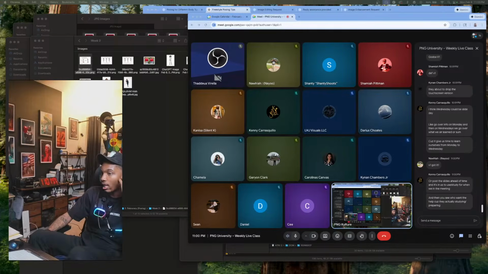Or you can post the slides ahead of time and you just use it to study from when we're in the meeting. Okay, bet. And then you see who wants to help, so they're actually studying and preparing. Yeah, it's also tough too. Sometimes I like going through the slides in class too, because I feel like it forces you to learn.